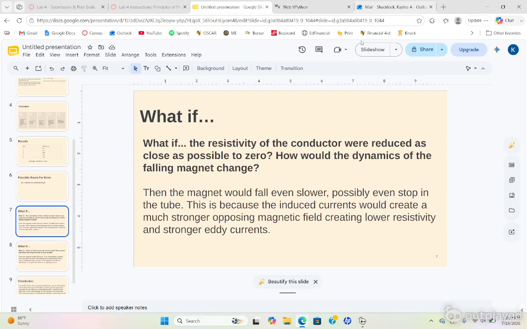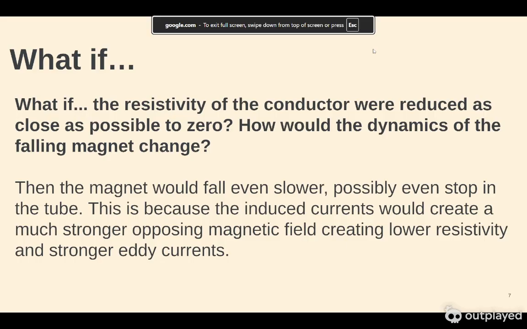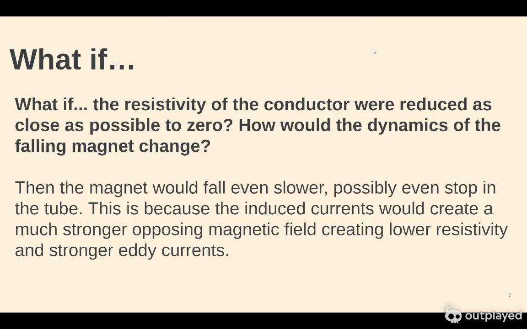What if the resistivity of the conductor was reduced as close as possible to 0, how would the dynamics of the falling magnet change? Then the magnet would fall even slower, possibly even stopping in the tube. This is because the induced currents would create a much stronger opposing magnetic field, with lower resistivity creating stronger eddy currents.